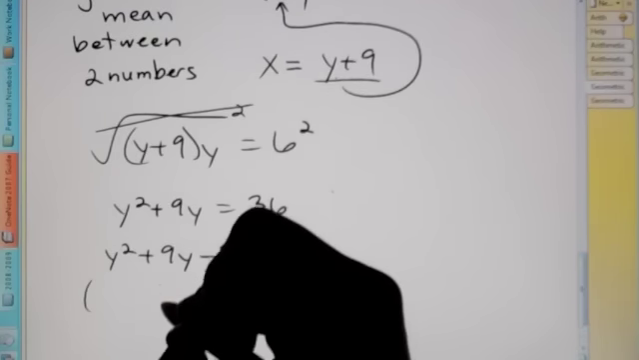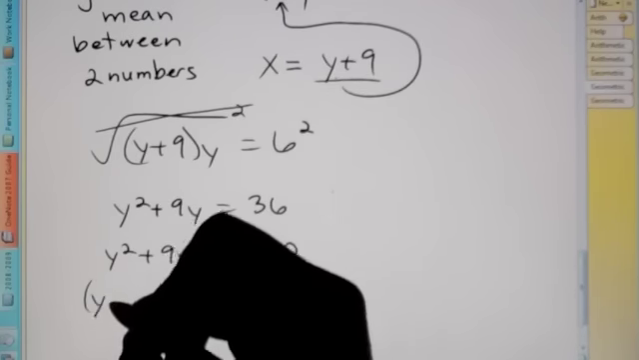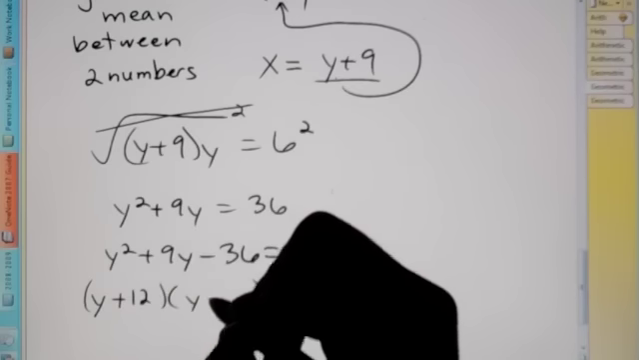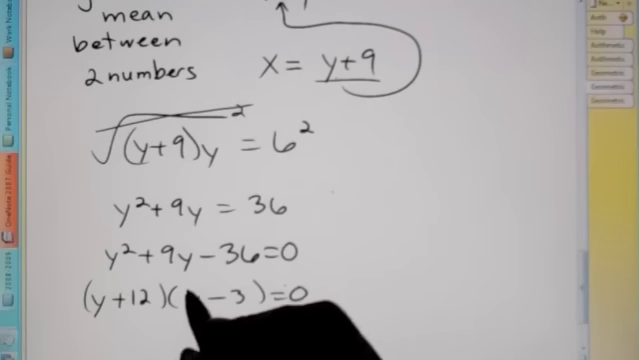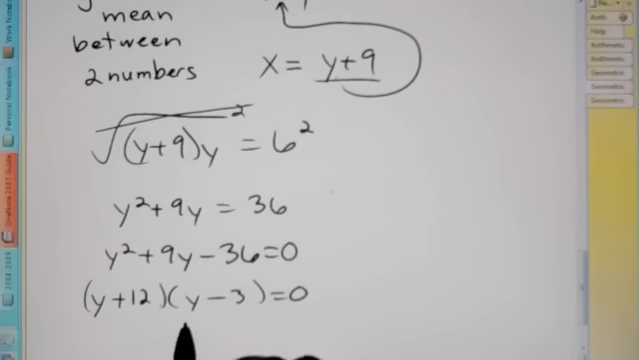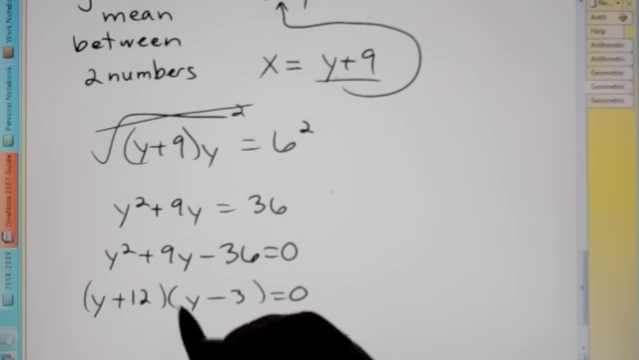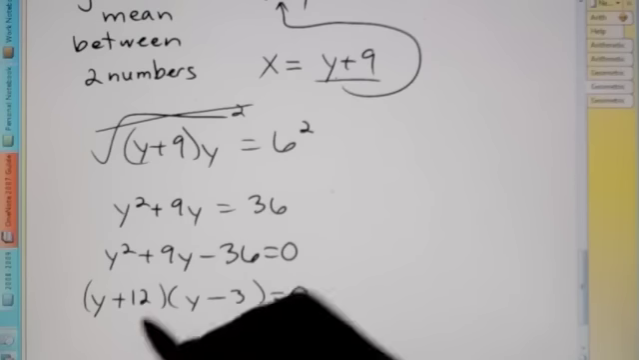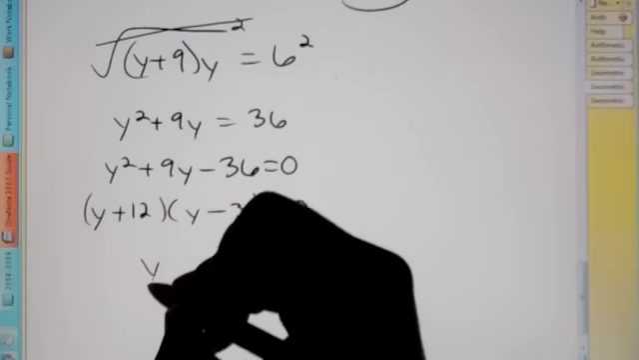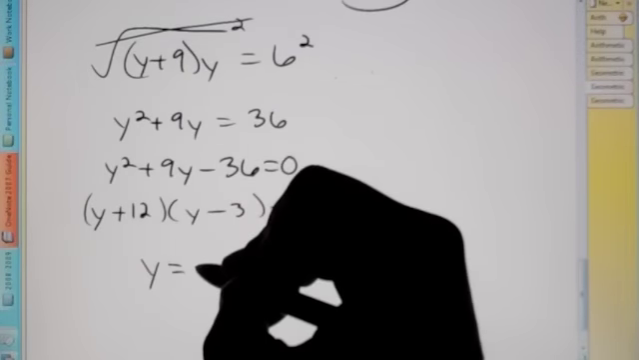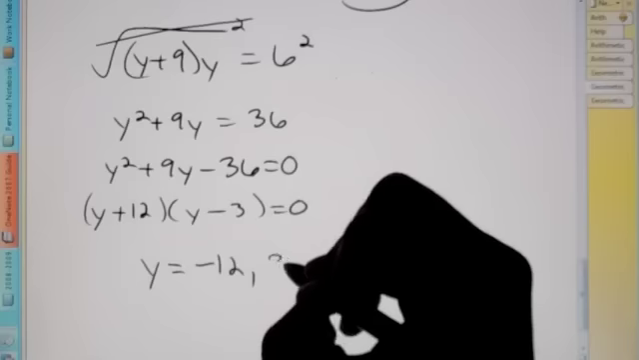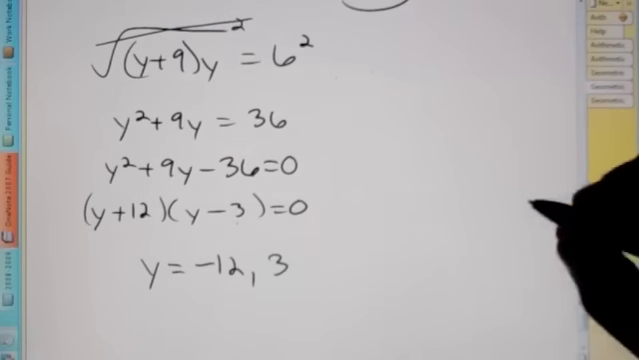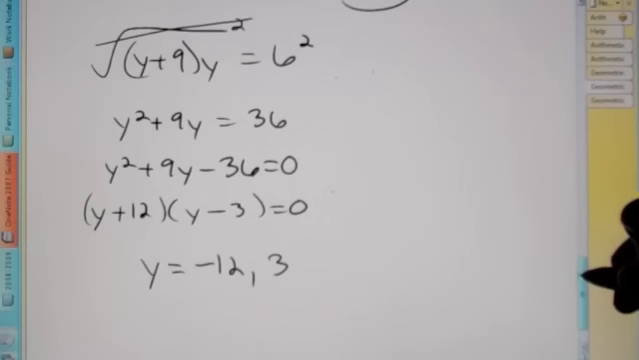And now I can factor this into two parentheses. So y plus 12, y minus 3. Again, because we know it's going to be opposite symbols, because that's minus. And factors of 36 have a difference of 9: 12 and negative 3. So our next step is we put y is equal to negative 12, and y is equal to 3. Remember, we switch the symbols when we say what the variable is equal to.